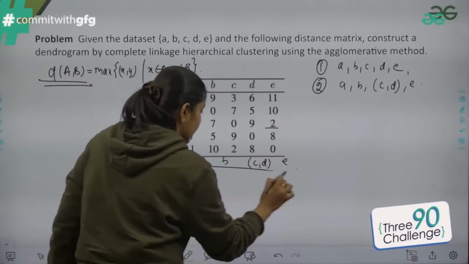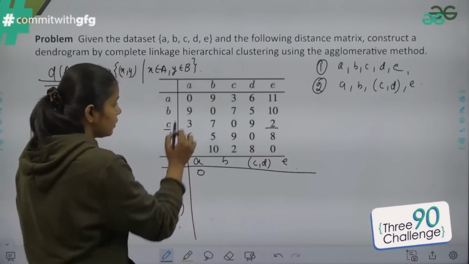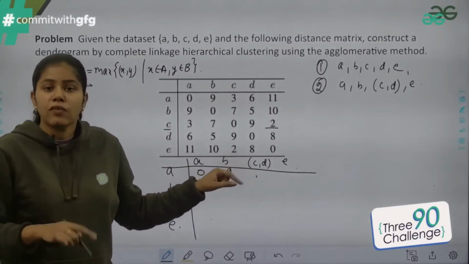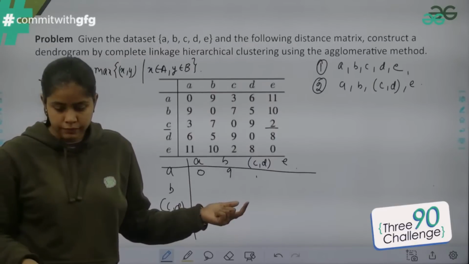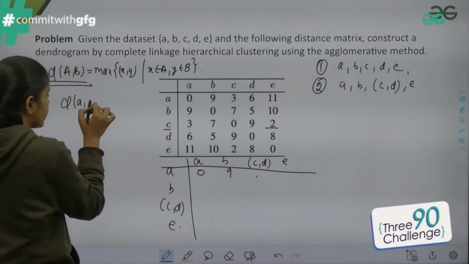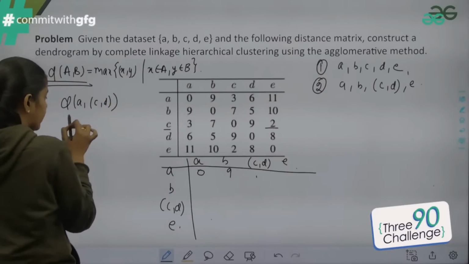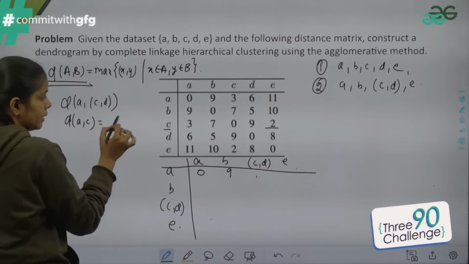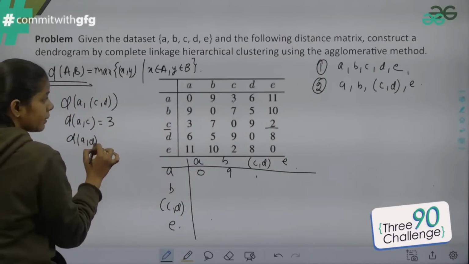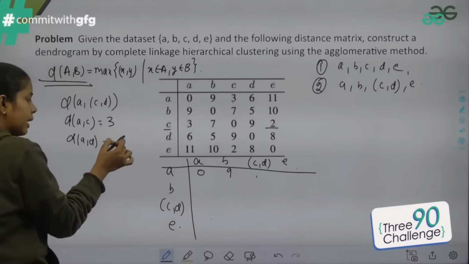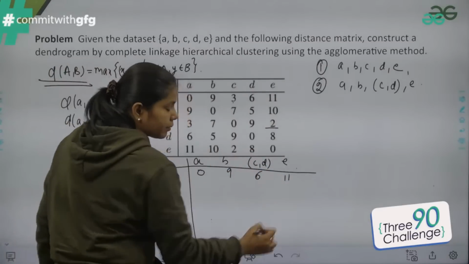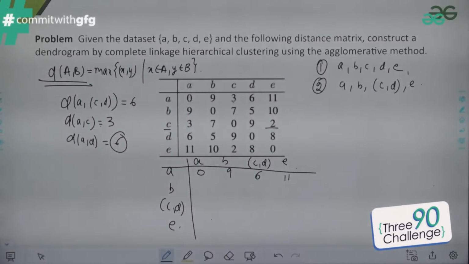So I just have to find out the distance of A with A, that is 0. Distance of A with B is 9, already given. Now how do I find out the distance of A with CD? For that, first I have to find the distance of A with C, which is 3. Distance of A with D is 6. So instead of taking 3, I'll take the larger distance 6. So this distance would be 6. Distance of A with E is 11. I hope now you got it.